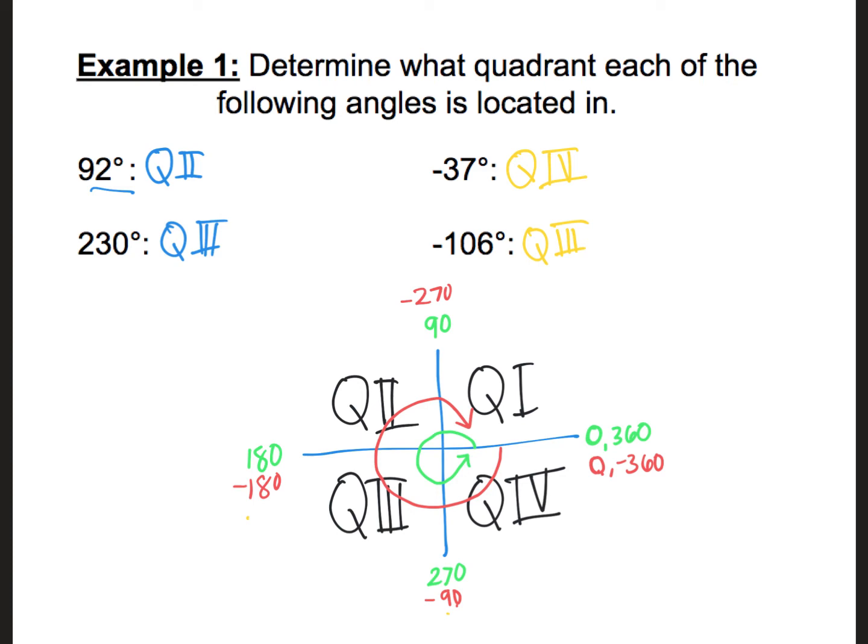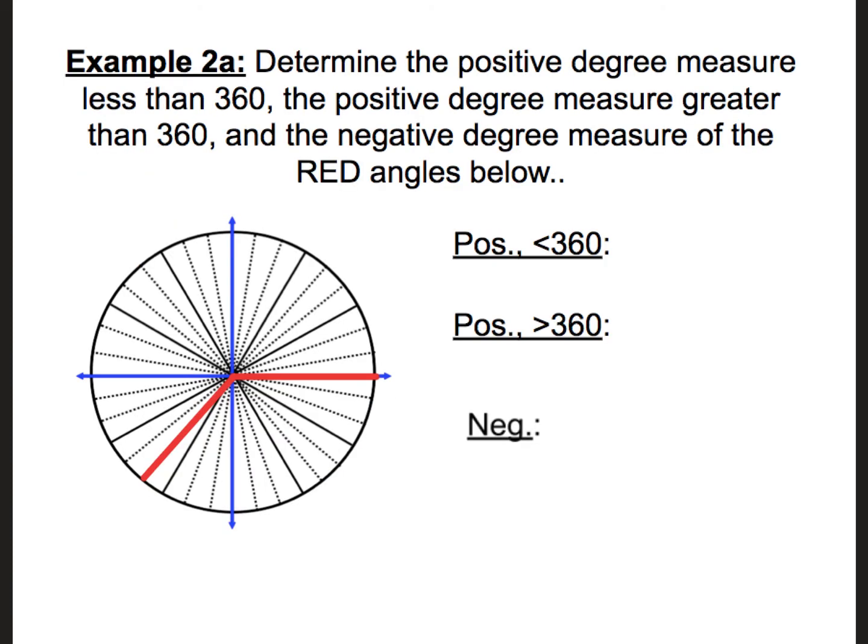Let's go ahead and look at your next example. Example 2 says determine the positive degree measure less than 360, the positive degree measure greater than 360, and the negative degree measure of the red angle below. I'm going to start by labeling my coordinate plane a little bit. Remember, if I want a positive angle measure, we start with 0, we go up to 90, then we have 180, 270, and 360. I always start by labeling those because they give me a good idea of what's going on. Then we can use our little hash marks to figure it out more.